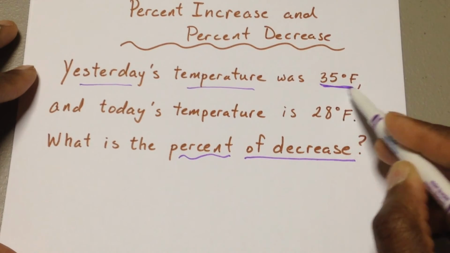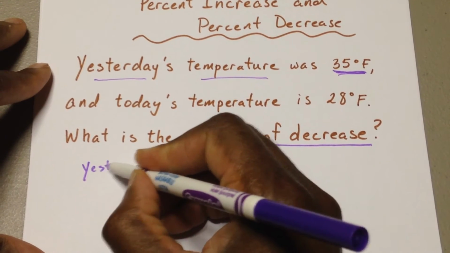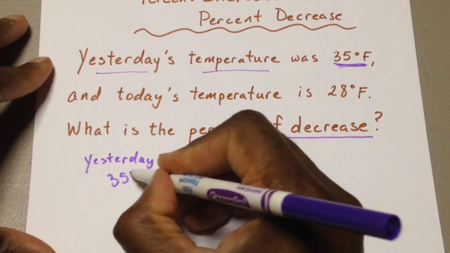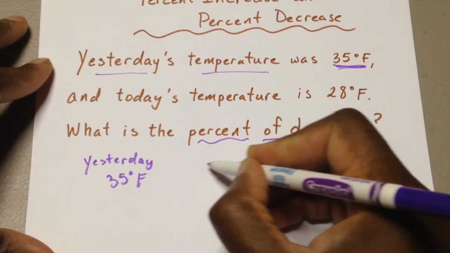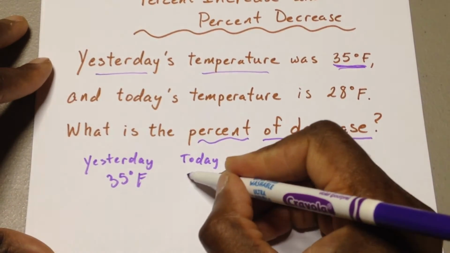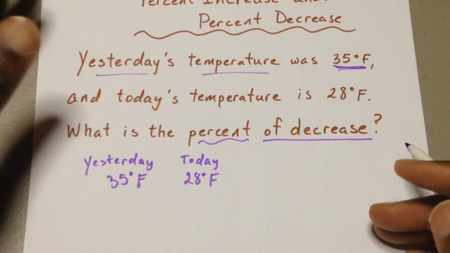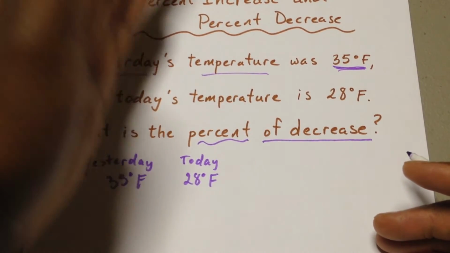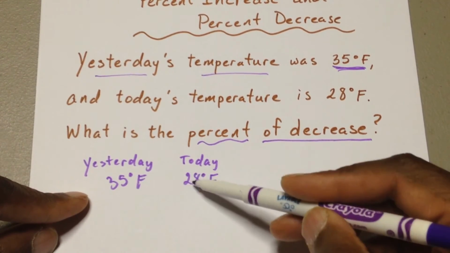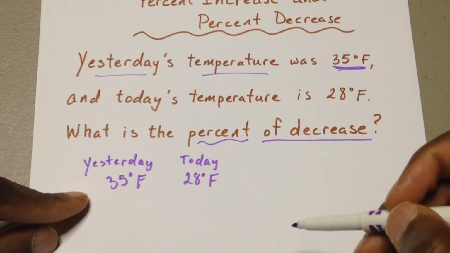was 35 degrees. Okay, so yesterday was 35 degrees Fahrenheit, right? While today's temperature is 28 degrees Fahrenheit. So let's just say we looked at this in daily chronological order, from one day to the next day. You see yesterday was 35 and today is 28. So between these two numbers, the numbers have decreased. Well, how much did they decrease by?